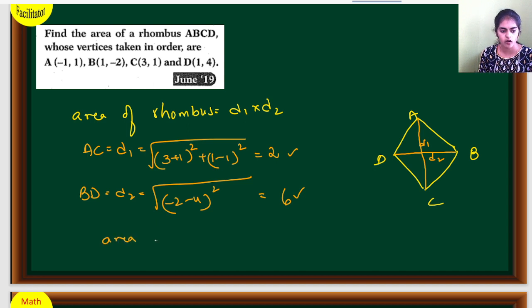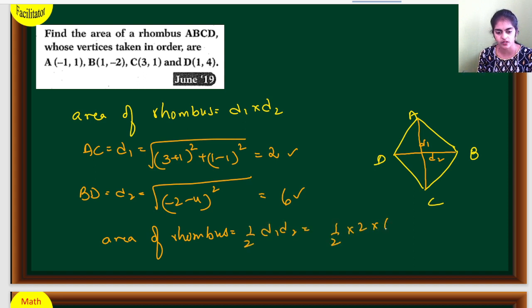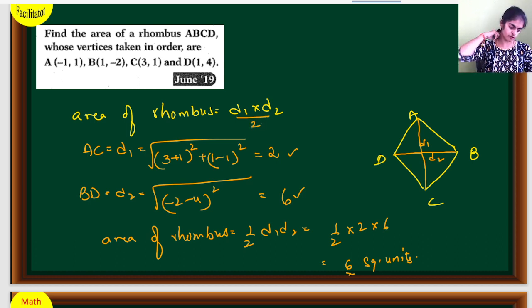Now area of rhombus is nothing but half d1 d2. So that is half, d1 is 2, d2 is 6. So ఇది ఎంత వస్తుంది? 6 square units. Square units రాయడం మర్చిపోవద్దు. ఓకే ఓకే, ఇక్కడ హాఫ్ రాయలేదు, ఇది హాఫ్. క్లియర్? సో ఏరియా ఆఫ్ రాంబస్ ఫార్ములాతో మనం డైరెక్ట్గా చేయొచ్చు.